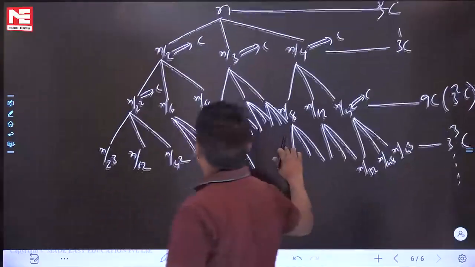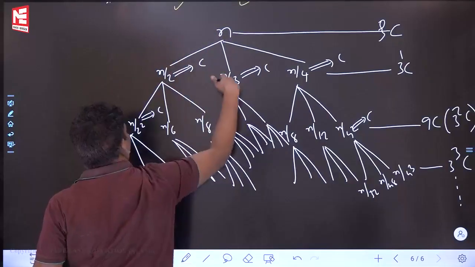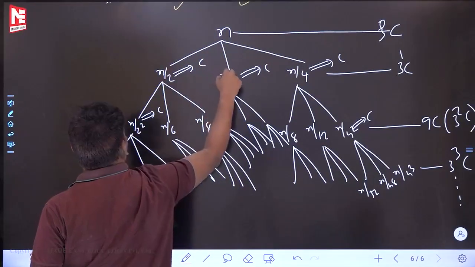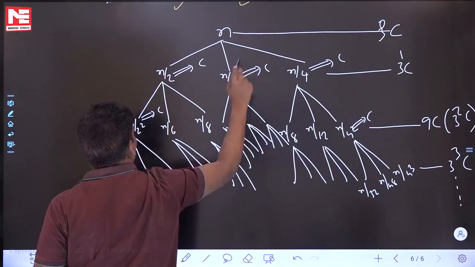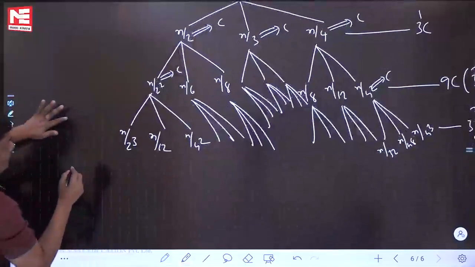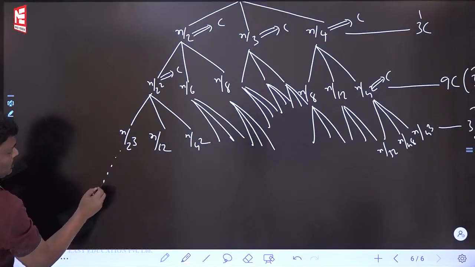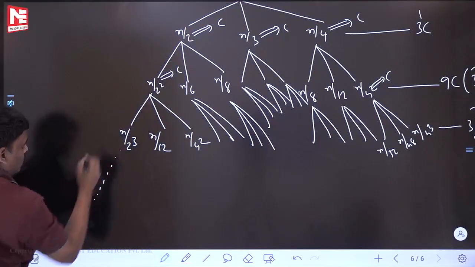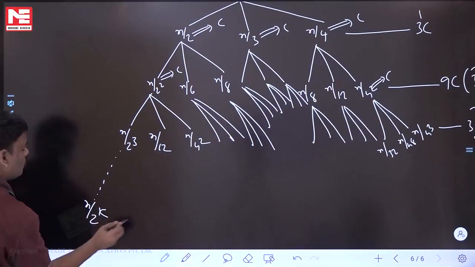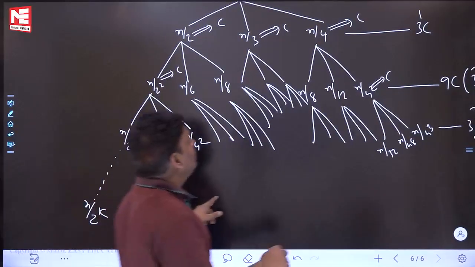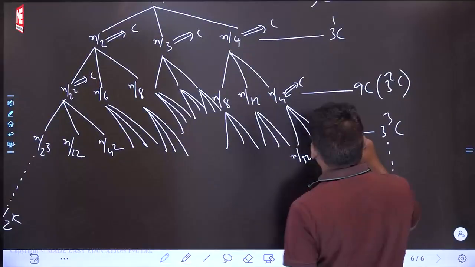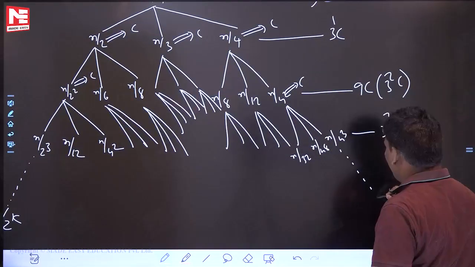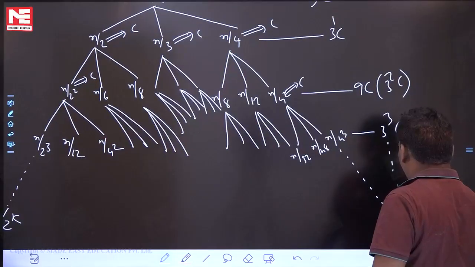Now, can you help me now? Here, left, middle, right. What is the left? Left is always divided by 2. Middle is always divided by 3. Right is always divided by 4. If you always divide left by 2, if I do 3 times, n by 2 cube; 2 times, n by 2 square; if I do k times, n by 2 power k. Next one, right is always divided by 4. If I do 3 times, n by 4 cube; 2 times, n by 4 square; if I do k times, what is the answer? n by 4 power k.